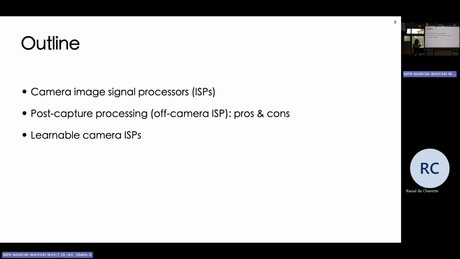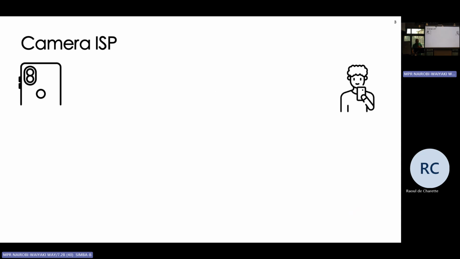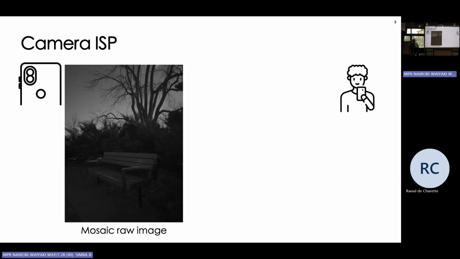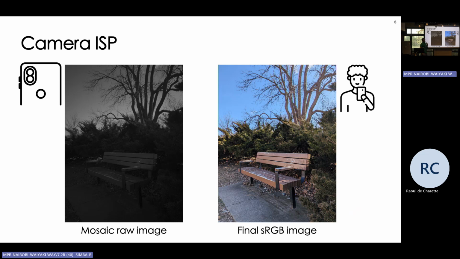And then I will talk about the learnable camera ISP, the trendy part nowadays, and then how to make that more practical. So I will start with the camera ISP, and what we see as end users is completely different than what the camera sees or the camera ISP starts with. And there is a journey to go from this image to this image, right? So this is the first stage the camera ISP starts from, and then there is a journey to go to the final one, and this journey is applied per frame.